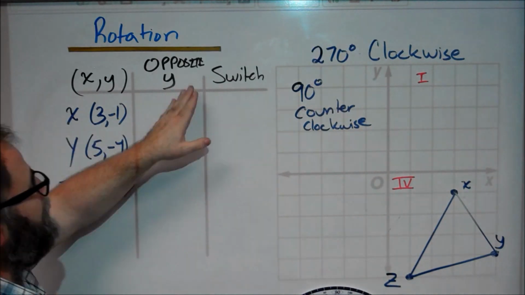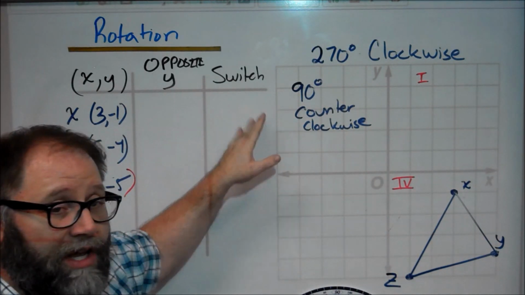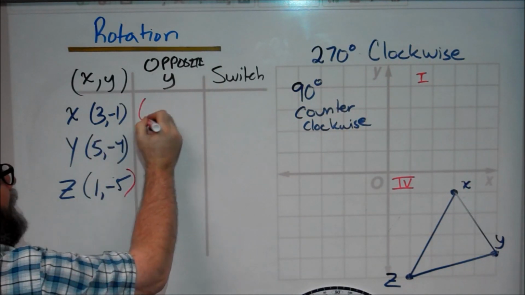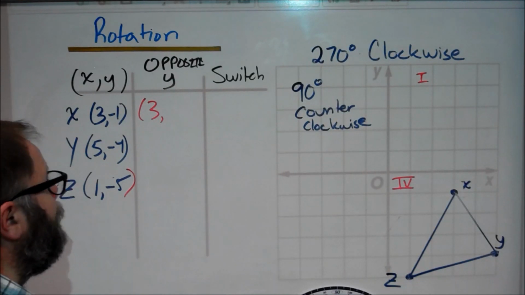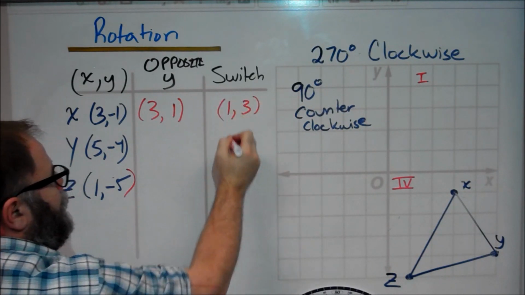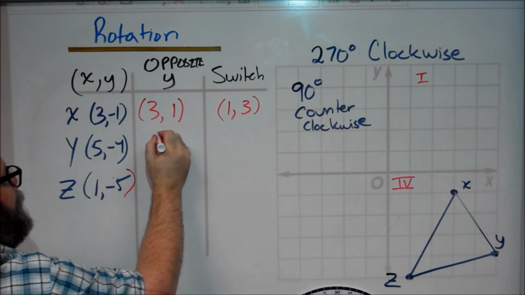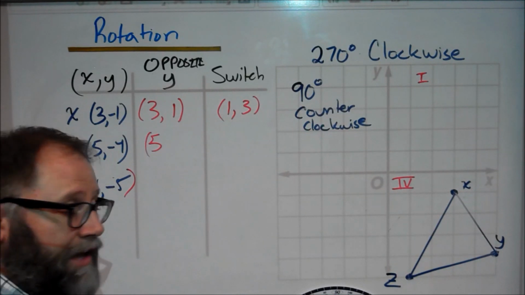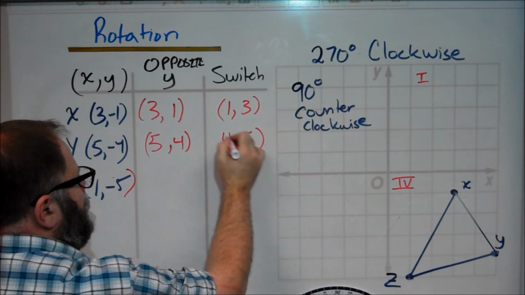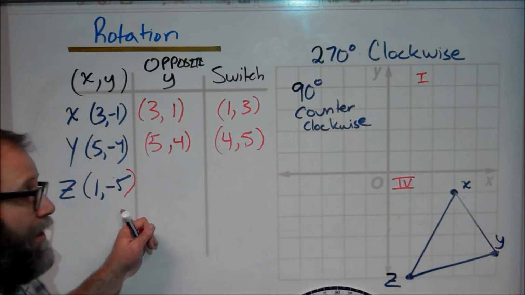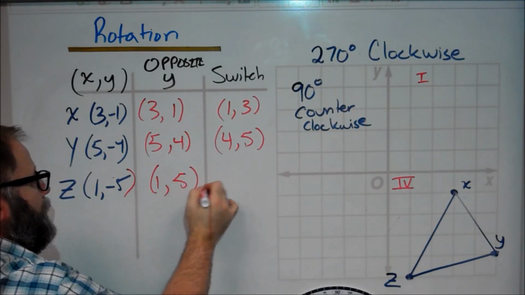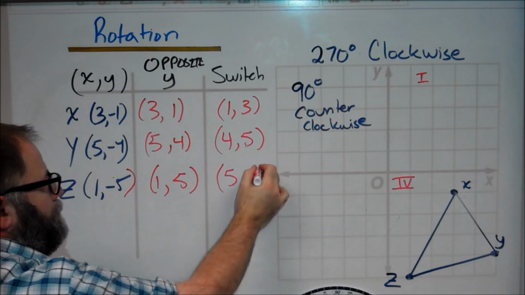All right, the rule for this one is we need the opposite y and then switch. Not too tough. Let's put this in here. So opposite y, I've got 3. My x stays the same. Negative 1 becomes positive 1. Now I switch them. 1, 3. Here I've got 5, negative 4. So my x stays the same. I take the opposite y, gives me positive 4. And then I switch the values. And then here I've got 1, negative 5. My x stays the same. The opposite of negative 5 is 5, which gives me 5, 1.